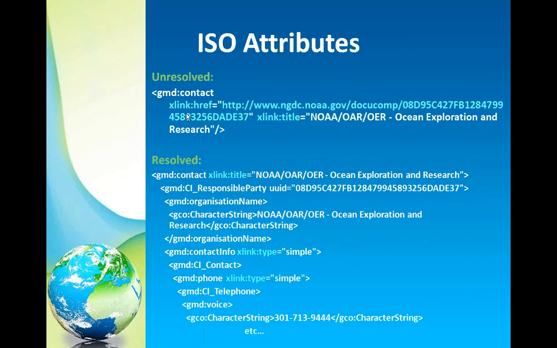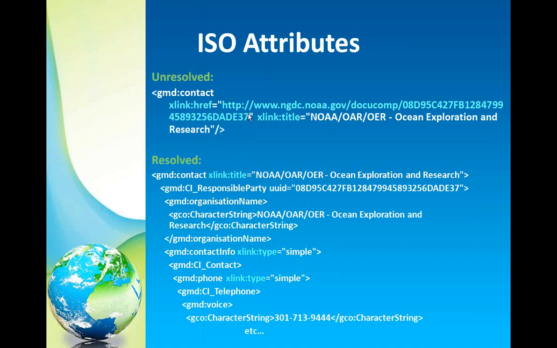So here's a little example of that. In unresolved, in the XML document, the metadata document, you will see contact. Okay, I'm using the href, and it has a UUID associated with it, and says go to this link, and that will provide you with the contact information. But for human readability, I have added title, using X-link title, so I know that the contact here is NOAA, OAR, OER, Ocean Exploration and Research. And if I want further information, I can click on this href.